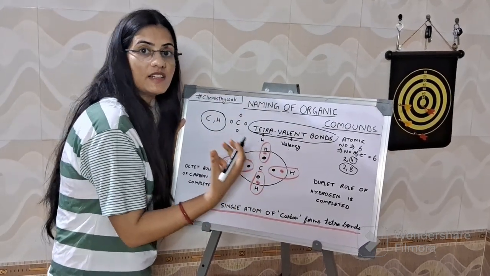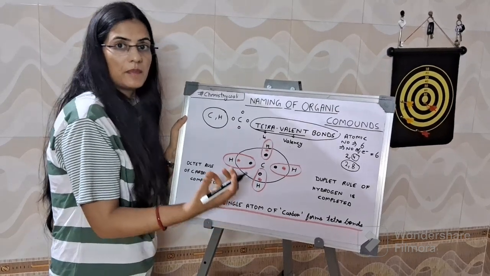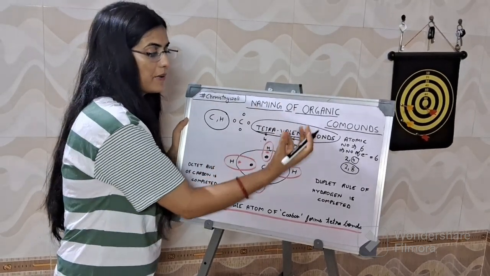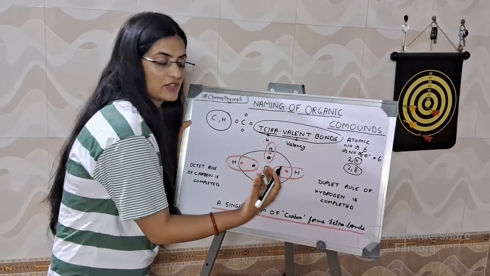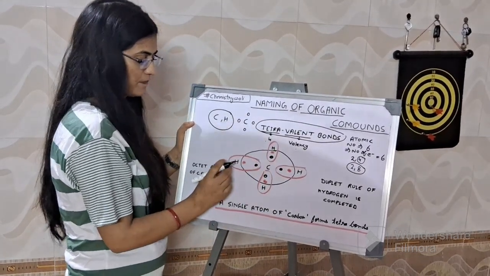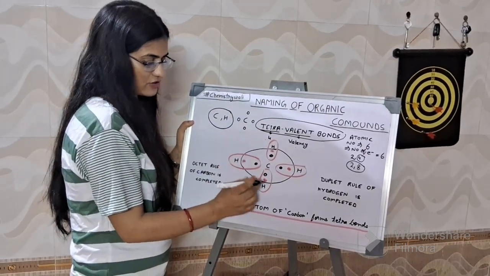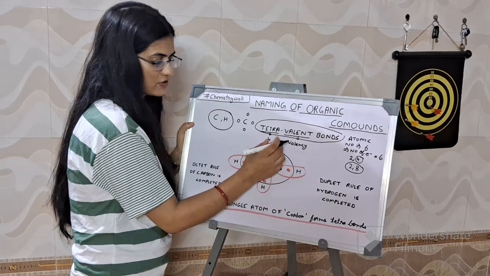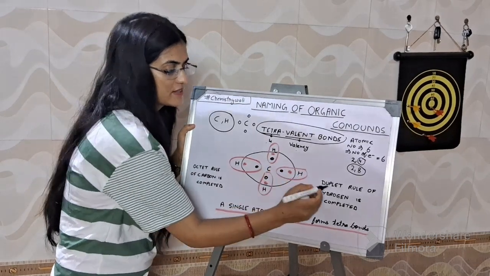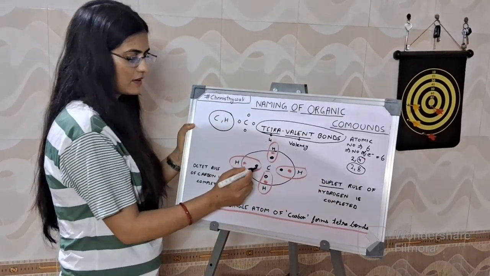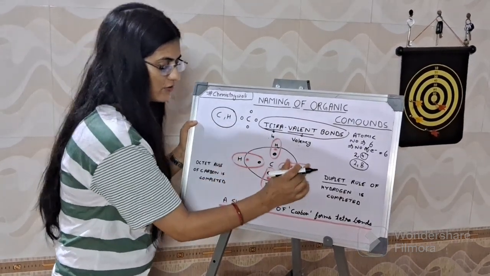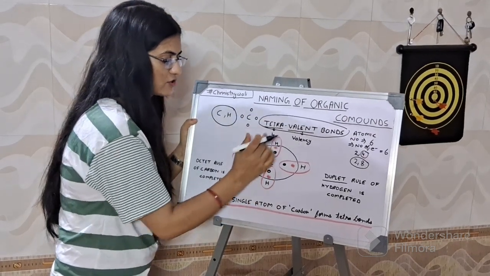Now carbon can share the electrons also. It is not compulsory to lose or gain electrons. In organic compounds, atoms share electrons. So carbon will share its 4 electrons with 4 hydrogens. Hydrogen has only 1 electron, so each hydrogen needs 1 more electron to complete its duplet. Now hydrogen will share its 1 electron here, 1 here, 1 here, 1 here. So now we see hydrogen is completing its duplet.